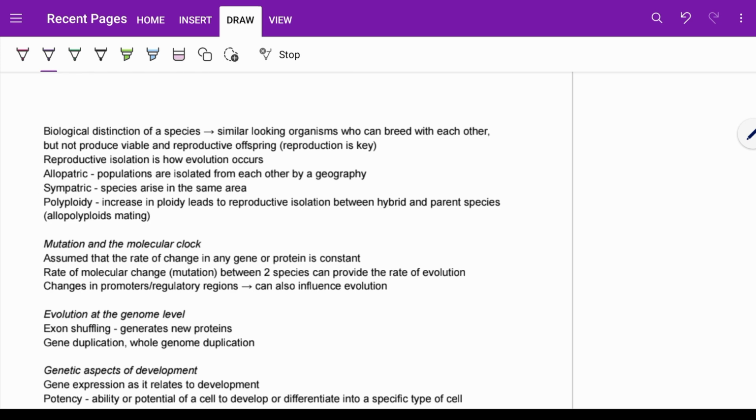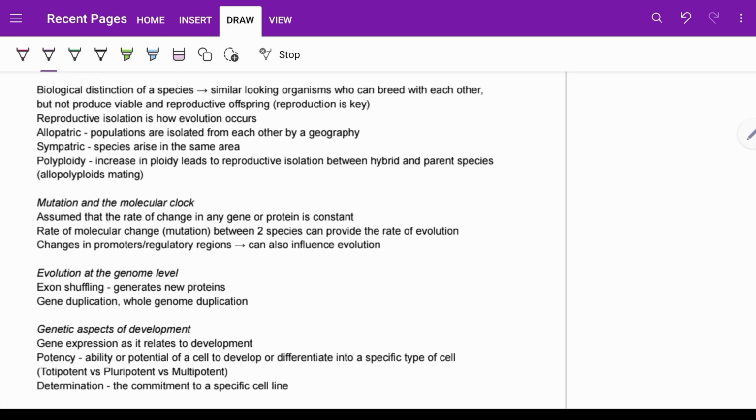So allopatric speciation arises when populations are isolated from each other by geography. We also have sympatric speciation, where species arise in the same area, but they are usually reproductively isolated for some other reason. Maybe physiologically they're reproductively isolated, or whenever they try to have children, they're not viable. So basically, they're reproductively isolated some other way. Polyploidy, which can happen in a lot of plants, is when two plants that are not the same species try to reproduce.